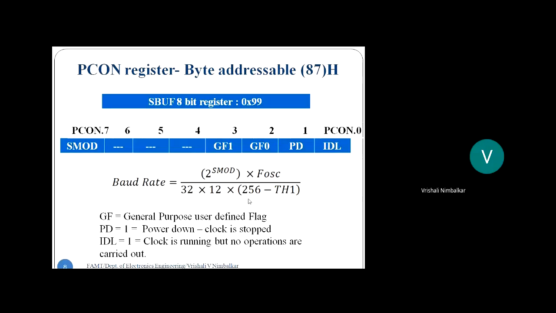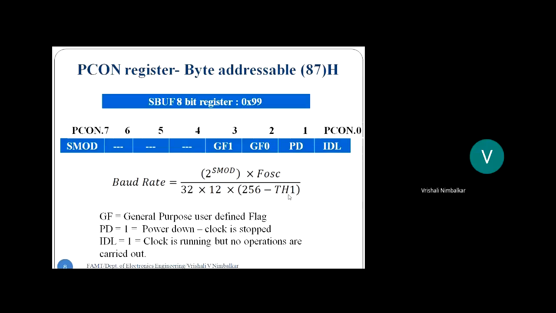From this formula, you can get an indication. What is this TH1? We had seen timers earlier. TH1 is the 8-bit higher register of timer 1. So that is an indirect indication that during serial communication, we will be using timer 1.